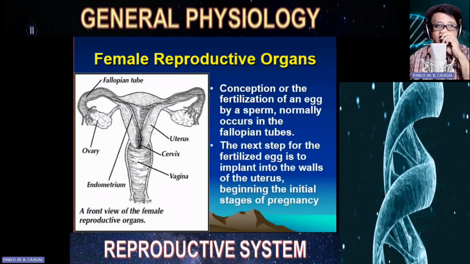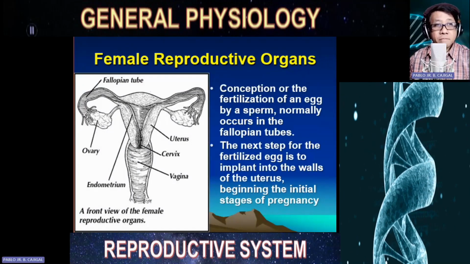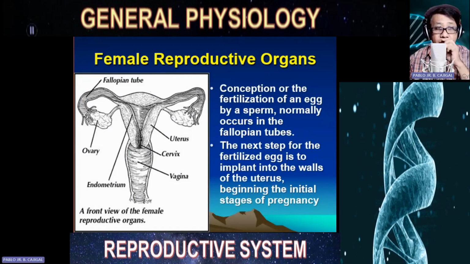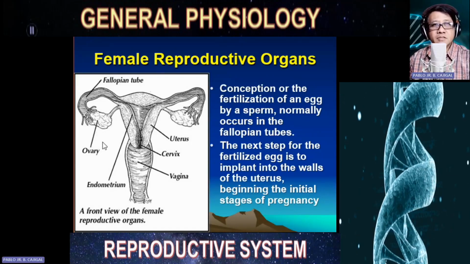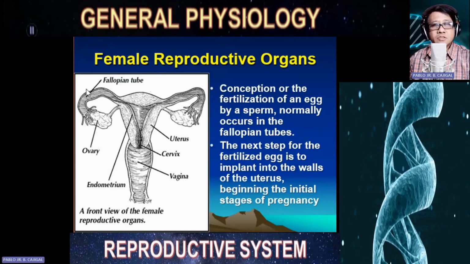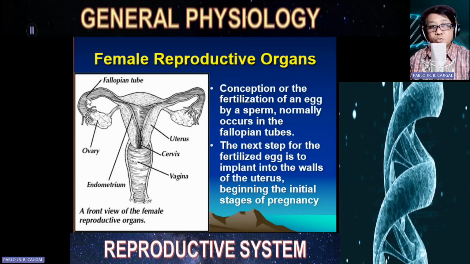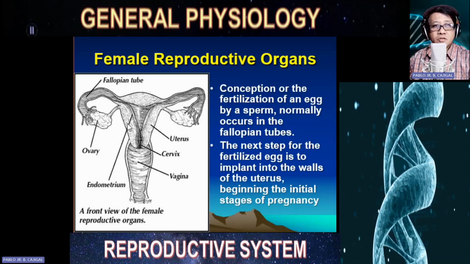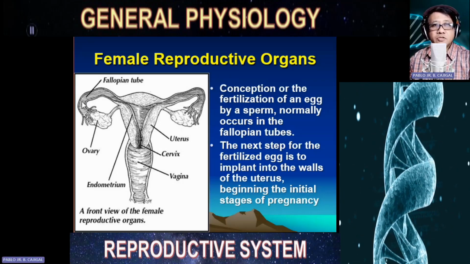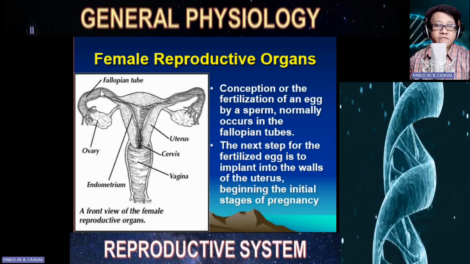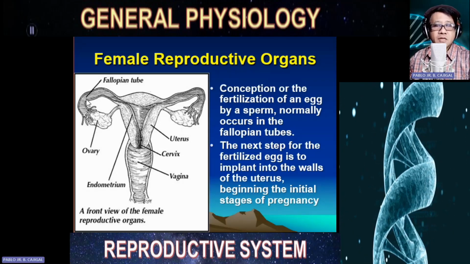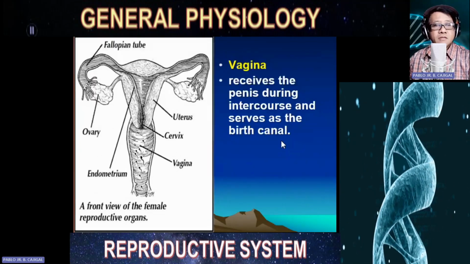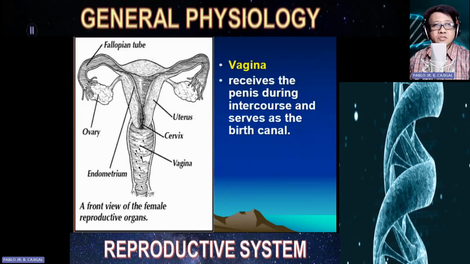The next step for the fertilized egg is to implant into the wall of the uterus, which is the beginning of the initial stages of pregnancy. So, ibig lang sabihin nito, once fertilization is successful, then yung fertilized egg or zygote is transported into the uterus. Yung fallopian tubes, ciliated yan. No? May mga finger-like projections called cilia that will propel the fertilized egg to the uterus. Then the vagina receives the penis during sexual intercourse.